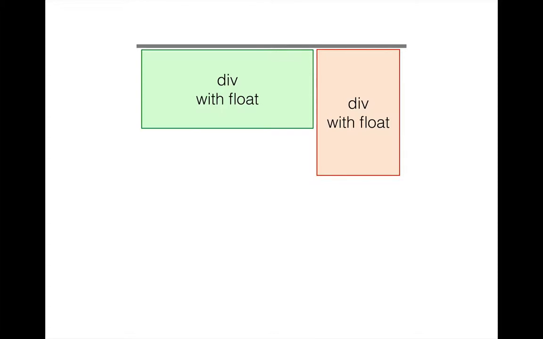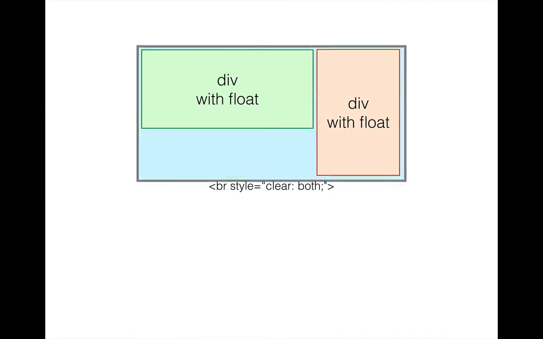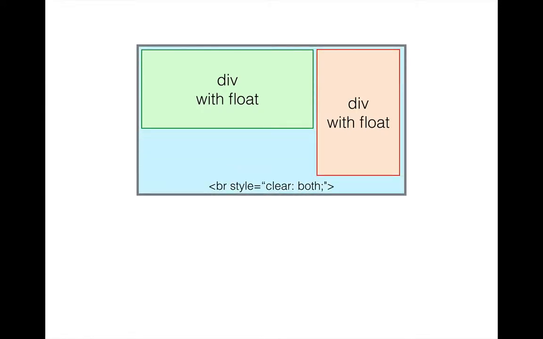In order to make that blue div come back down and surround the floating divs, you've got to add a cleared element below the divs. Then that blue div will come around and surround everything. And that's the way that you want it to appear. So let me see if I can show you what this is like in a real web page.